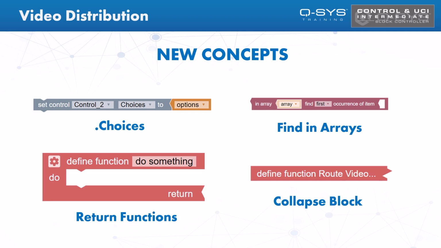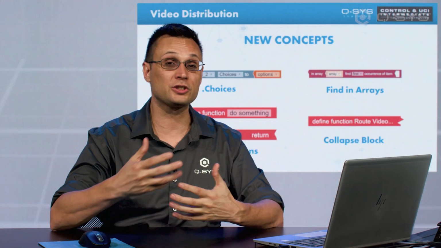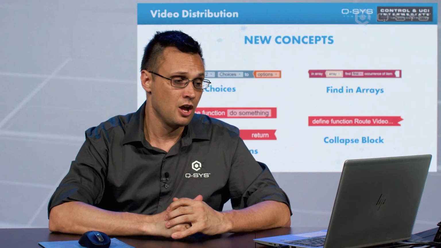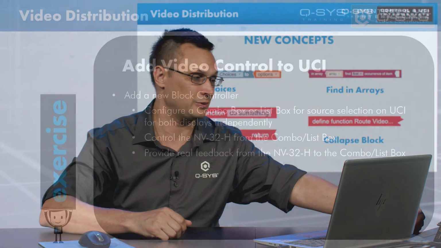Here's what we're going to be learning about. We're going to be using the .choices block, which will allow us to apply multiple options to a box that requires many things to be chosen from. We're going to be using the find in arrays block, which lets us search for a particular item within an array and then pull out the information of which mailbox we found it in. We're going to be doing something new with functions called return functions, a special type of function that does its task and then provides you with some information as it's completed. And we're also going to collapse some blocks. Nothing terribly special there, but we haven't shown it to you yet, so let's show it to you now.